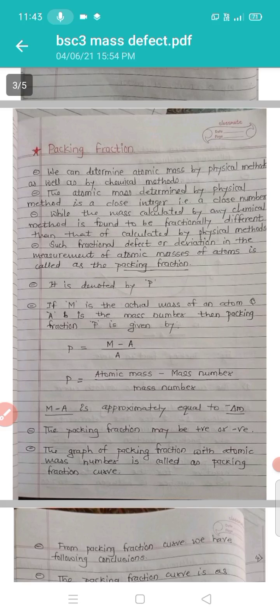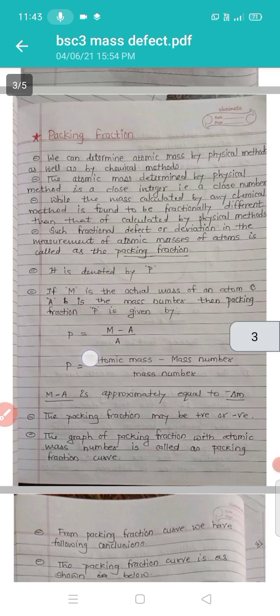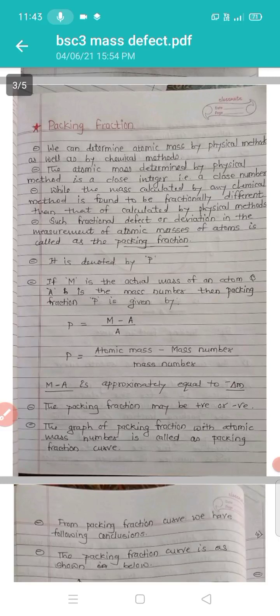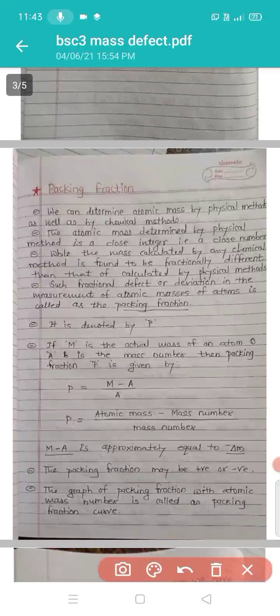Understood? Atomic mass can be calculated by two methods, physical method and chemical method. The atomic mass determined by the physical method is a closed integer, while the mass number calculated by the chemical method is a fraction, fractionally different than that of the physical method. Such a fractional defect or deviation in the measurement of atomic masses is called the packing fraction. It is denoted by the letter P.